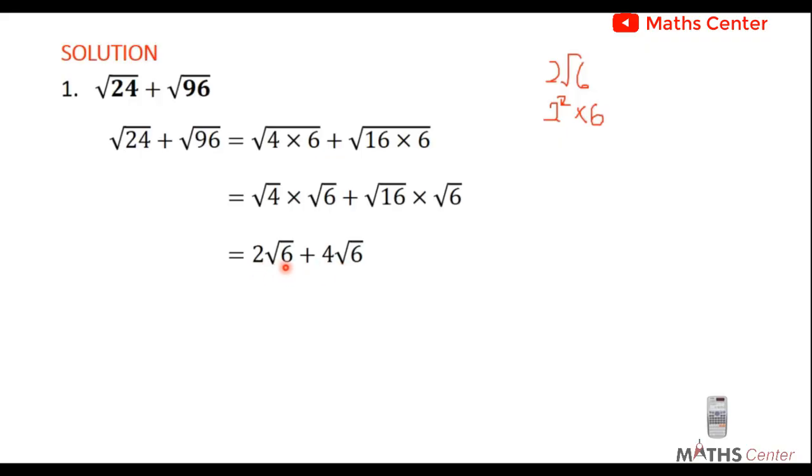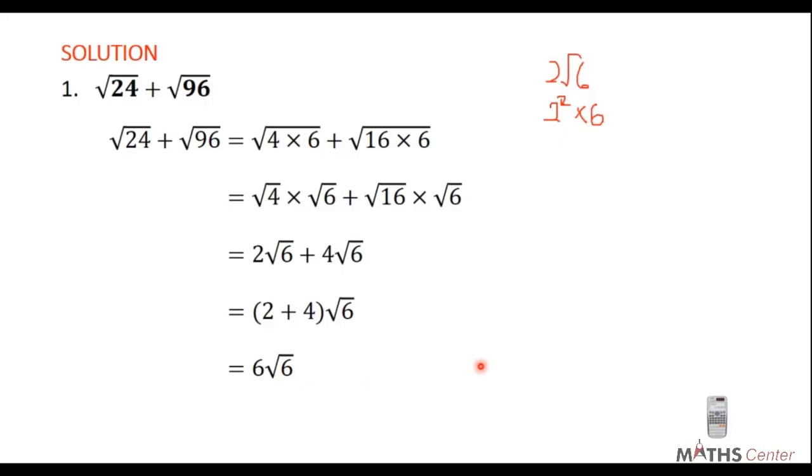Now we have the terms under the square root sign to be the same. When you come here, we have square root of 6. When you come here, we have square root of 6. It means that we can add what is in front of the square root signs. So if you are proceeding, it's going to be 2 plus 4, then square root of 6. We know that 2 plus 4 will give us 6. So we have 6 root 6.